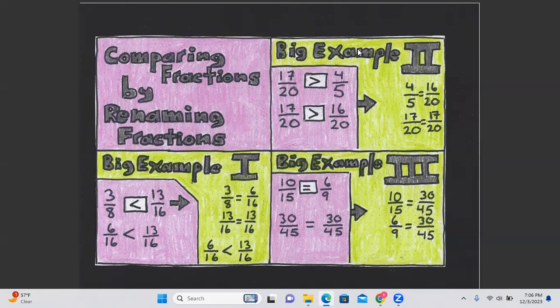Big example 1, big example 2, and big example 3 coming up.